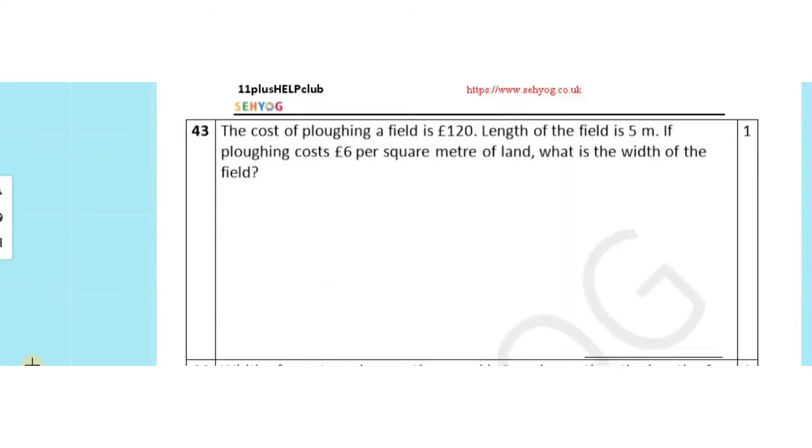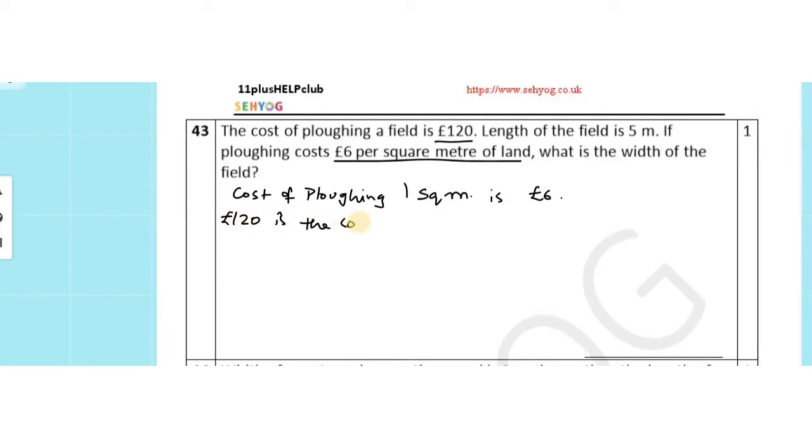In question number 43, the cost of ploughing a field is 120 pounds. The length of the field is 5 meter. Ploughing costs 6 pounds per square meter of land, which means the cost of ploughing 1 square meter of land is 6 pounds. So, we need to find out how many square meters there are, and we can find it by dividing the total cost by the cost of ploughing 1 square meter. So, 120 divided by 6, which is 20.